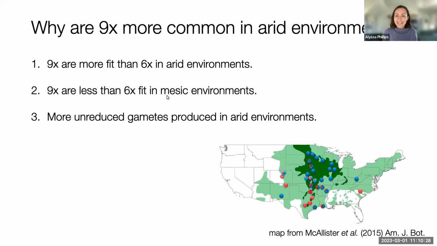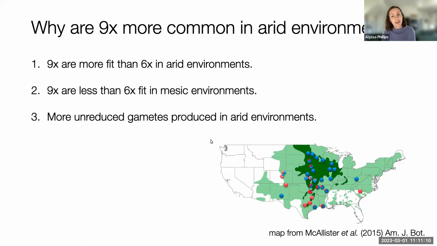So why are they more common in the arid environments? And why are they so common in the first place? We have a few hypotheses for why this might be, although I think there could be more options than this. It could be due to a difference in fitness, where the hexaploids could be more fit in the mesic environments, or the 9X are more fit in the arid environments. Alternatively, it could have something to do with the rate of whole genome duplication in different parts of the region. There could just be more polyploids formed in the Southwest. It's really unclear, but I think we need a lot more information about the system before we can dive in and test these specific hypotheses.